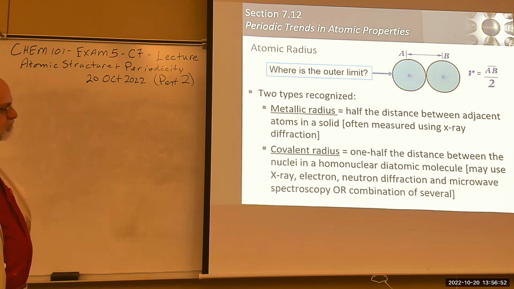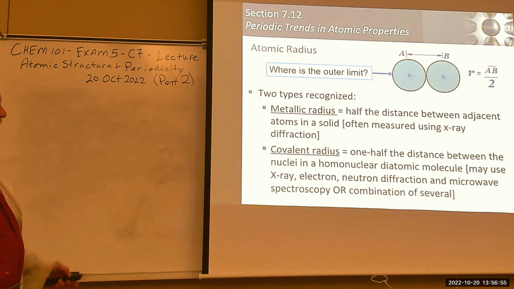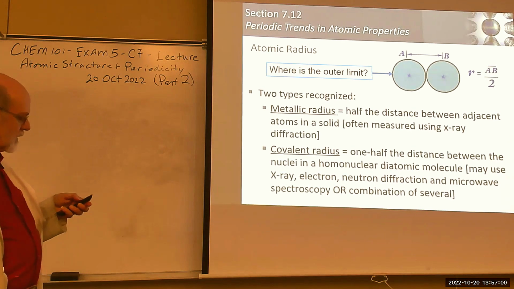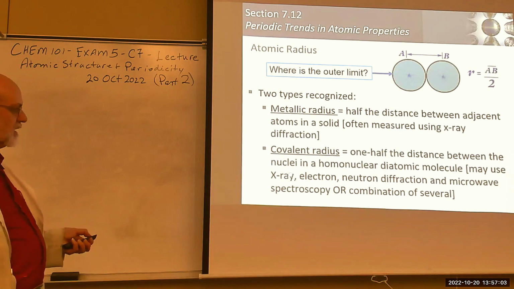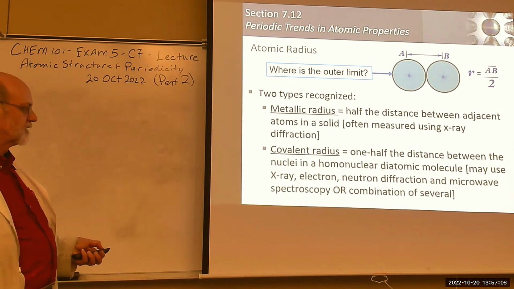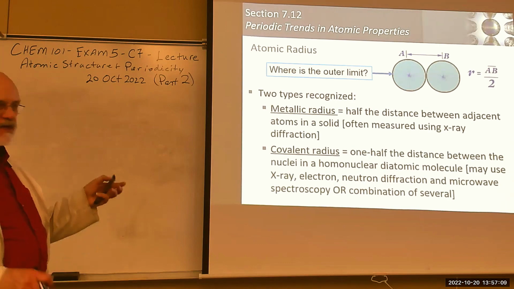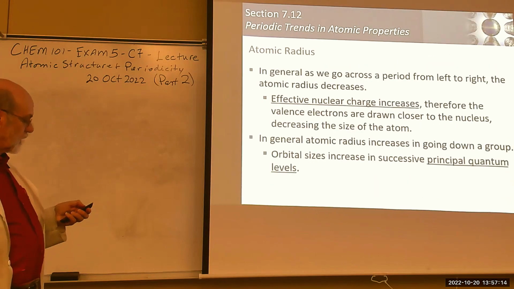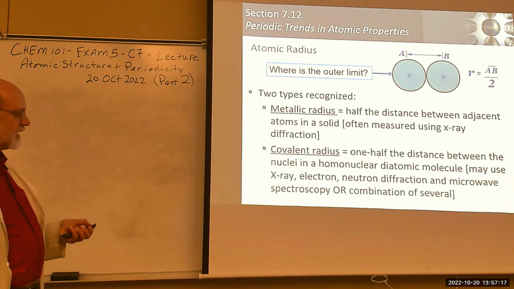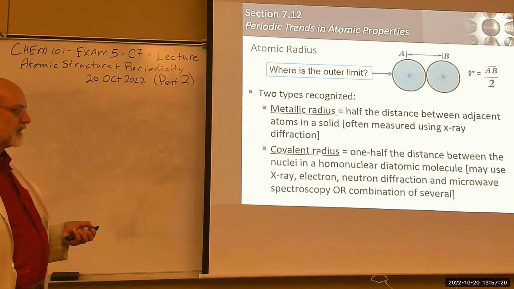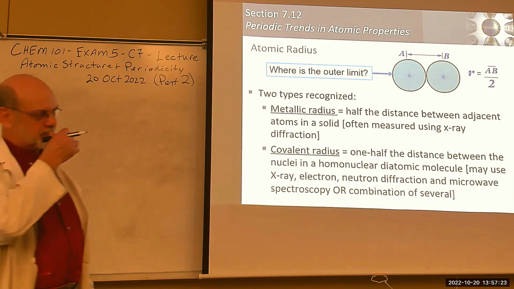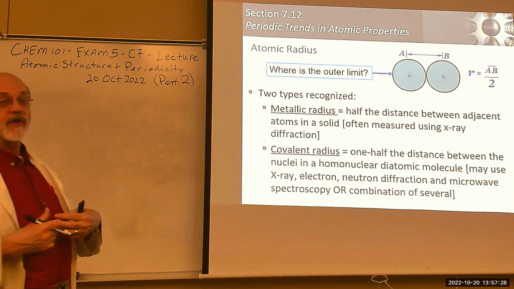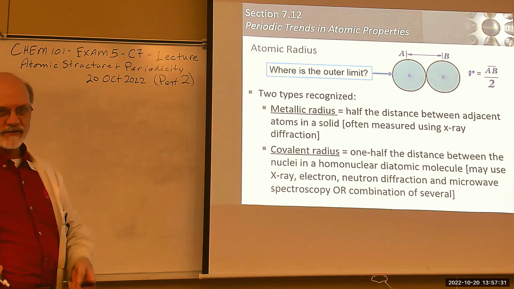Covalent radius is a little iffier. It's 1/2 the distance between the nuclei in a homonuclear diatomic molecule. Sometimes they use X-ray, sometimes electron diffraction or neutron diffraction. Some use microwaves, a combination of several, and sort of average the values. Like I said, the covalent radius is an estimate of the atomic radius. It's not exact, because there's overlapping orbitals, so they're actually closer than you would expect. That's why we have to qualify it by saying covalent radius.